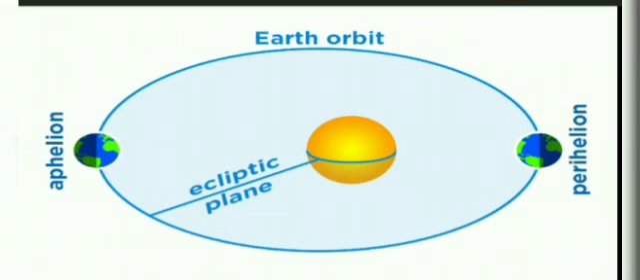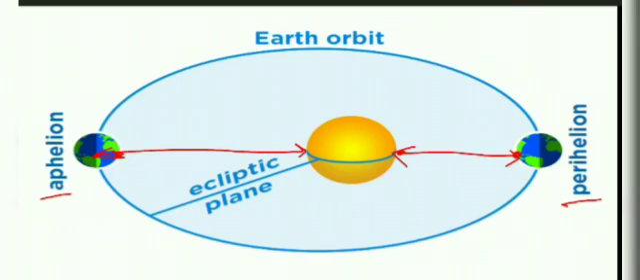Depending on the distance between the earth and the sun, we have two new terms: aphelion and perihelion. Perihelion means when the earth is closest to the sun. This distance is the closest distance between the sun and the earth. Now aphelion means the distance between the earth and the sun will be farthest. Then we call it aphelion.